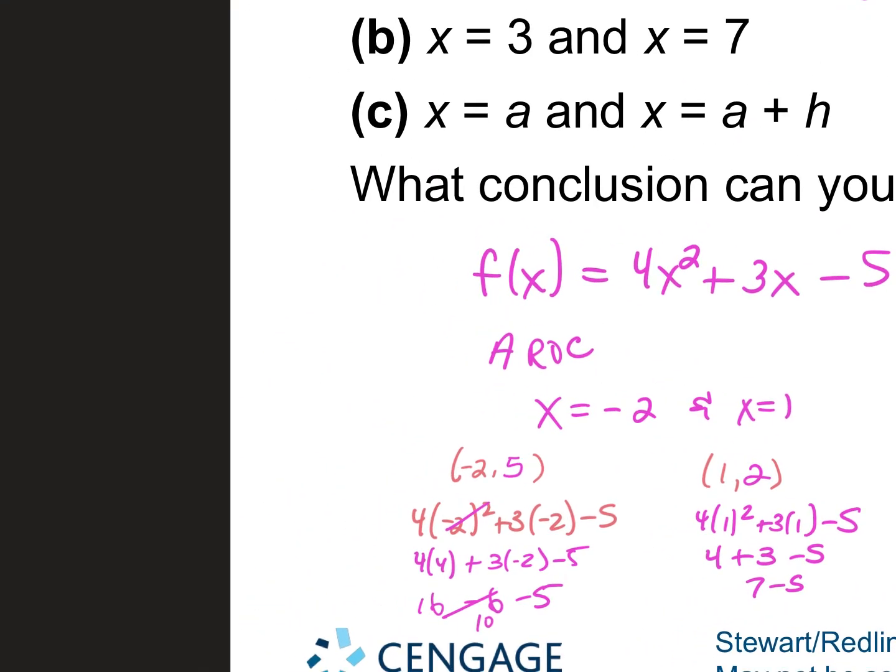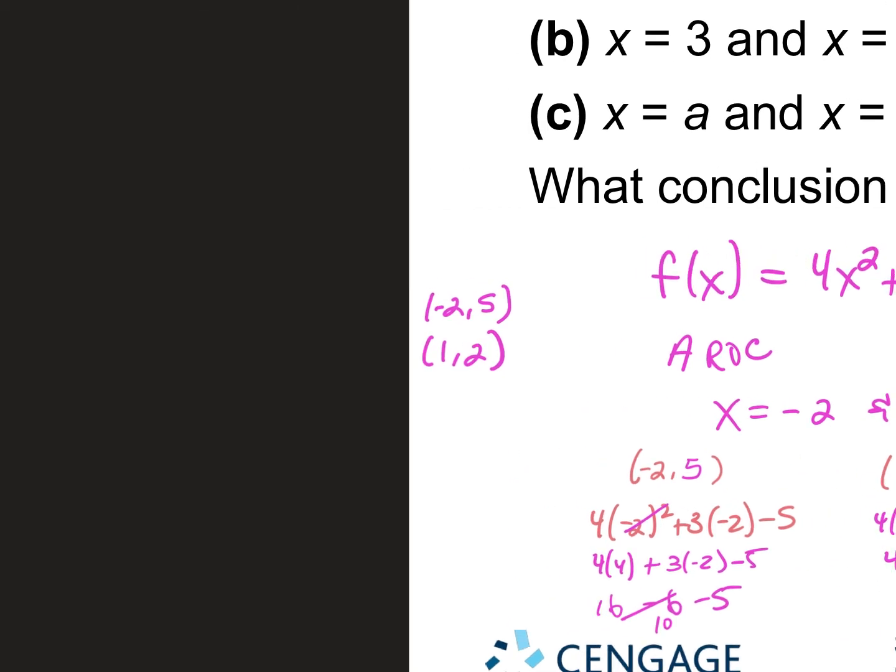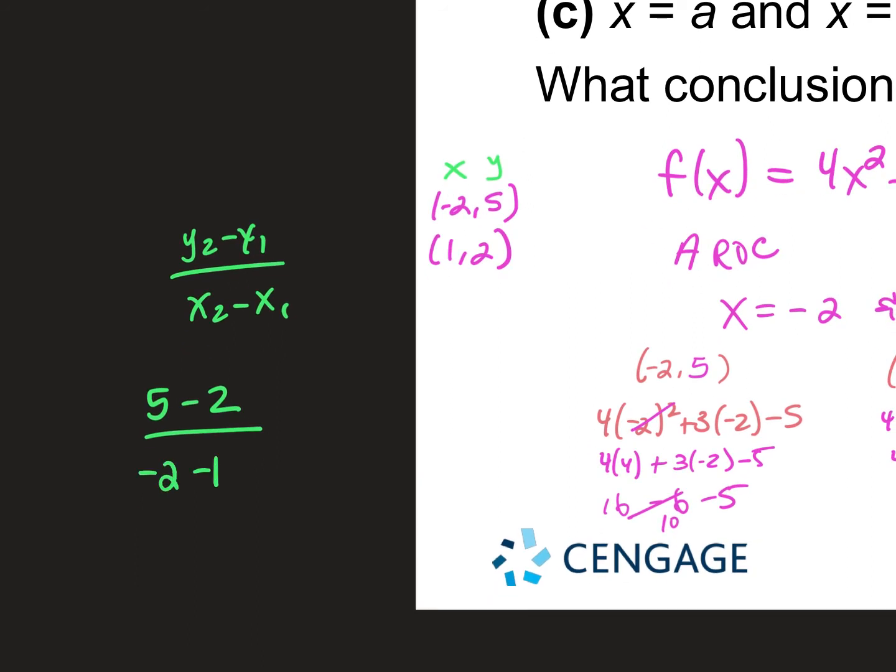y2 minus y1. My suggestion to you guys: I'm going to write the points on top of each other because it's really easy to make silly mistakes. If I miss a sign or something, is that going to negatively affect my answer? Yes. So here's my x, here's my y. y2 minus y1 over x2 minus x1. It doesn't matter which y you start with, but you have to start with the same x. So which y would you like to start with? 5. Okay, so I'm going to say 5 minus 2 over what? Negative 2 minus 1. Good. 5 minus 2 is 3. Negative 2 minus 1 is negative 3.